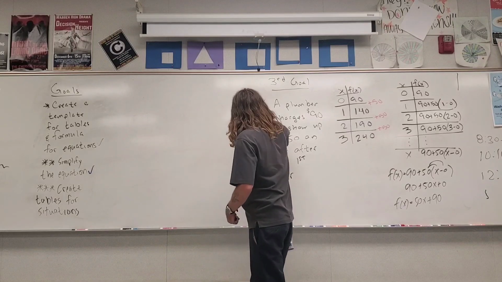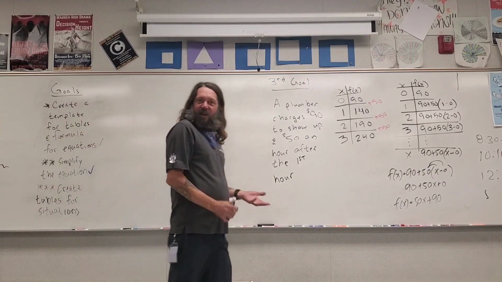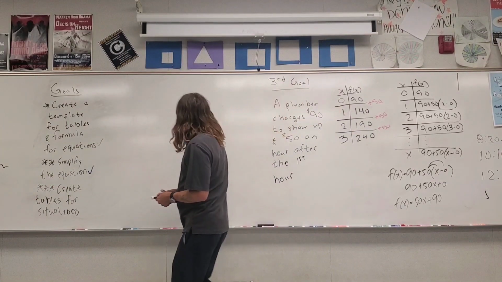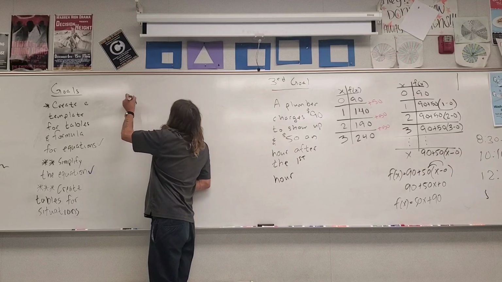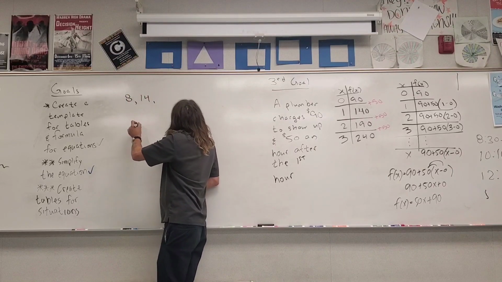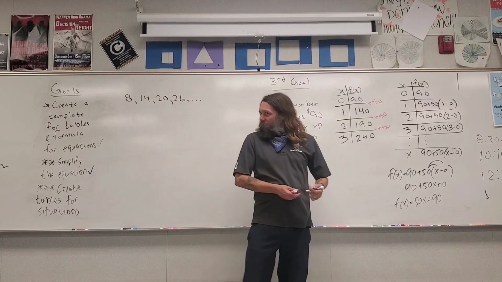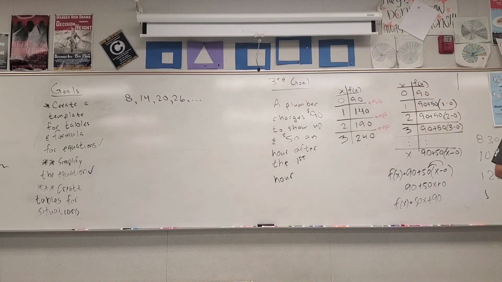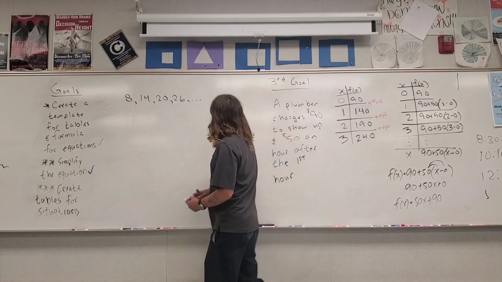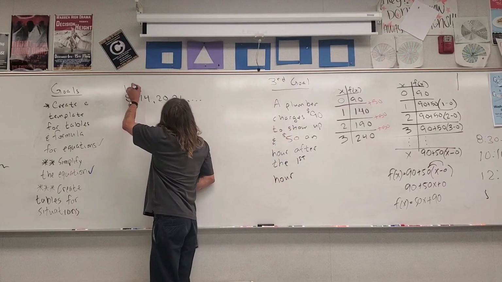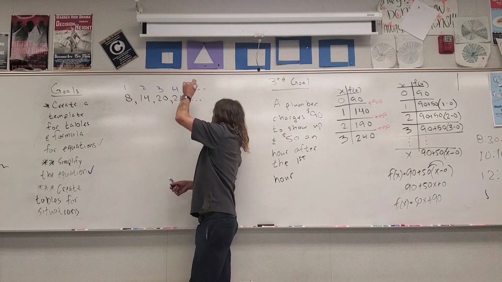So we're going to see something called sequences, and a sequence of events has a first event, and then a second event, and then a third event, right? So if I just gave you a string of numbers like 8, 14, 20, and 26, we could actually assign an order to these numbers. I could say that this is my first number, this is my second number, this is my third number, this is my fourth number, etc.